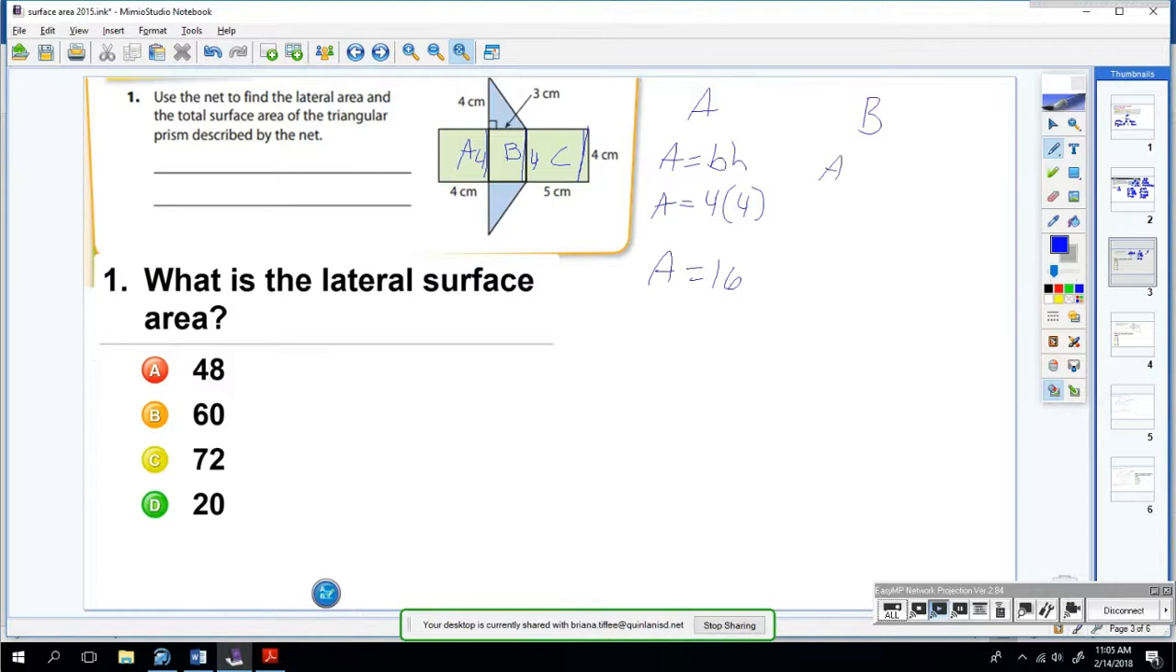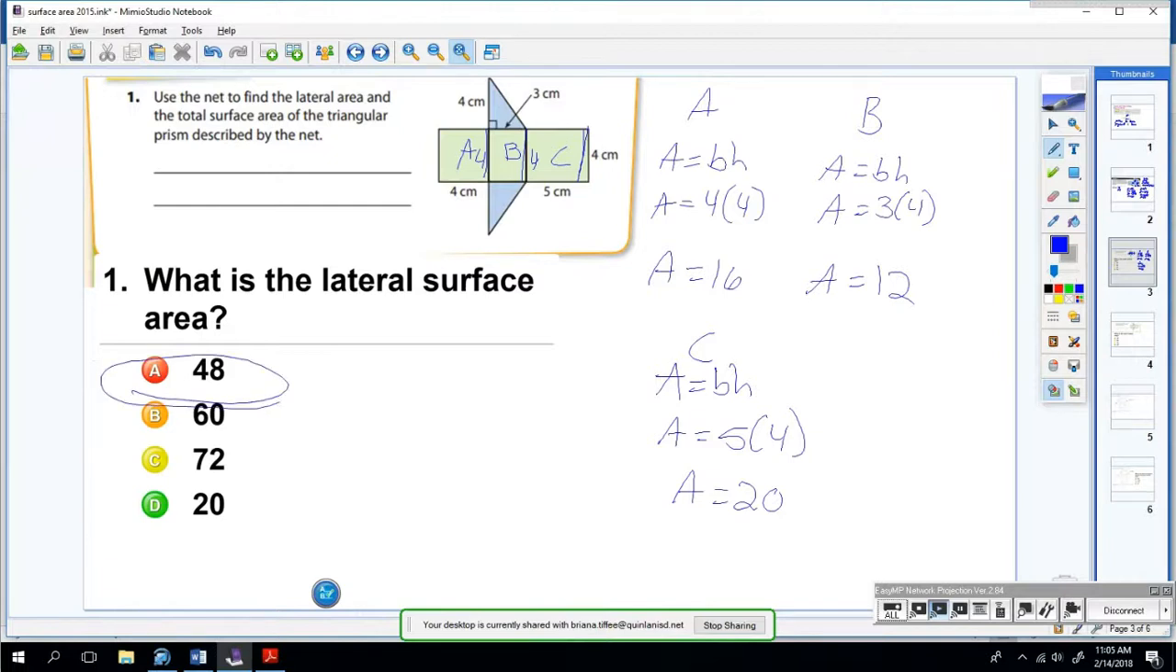B is also going to be base times height, where the base is 3 and the height is 4. So 4 times 3 is 12. And C will be also base times height, where the base is 5 and the height is 4. So 5 times 4 is 20. So now to add them all up, you get 48. Yes, you get 48 as your lateral surface area. So the answer is A. All right.